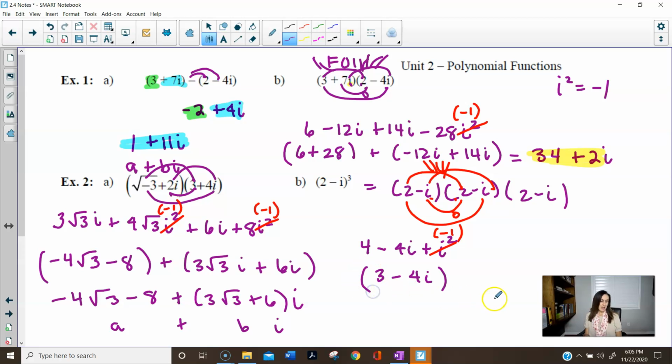And I'm going to multiply 3 subtract 4i to 2 subtract I. And I'm going to do the same thing again. First, outer, inner, last. Sounds good. All right, so first is 6. Outer and inner, I'm going to do all in one sweep. So -3i and -8i is -11i.